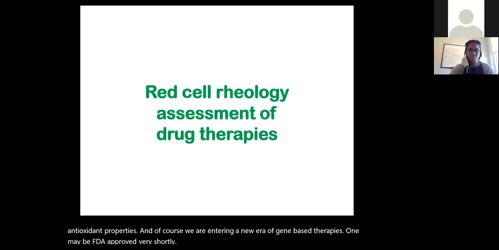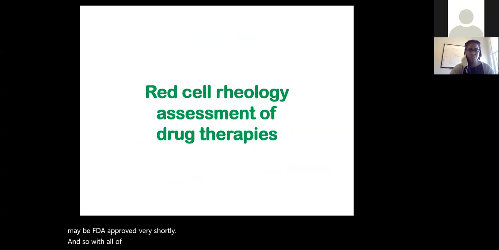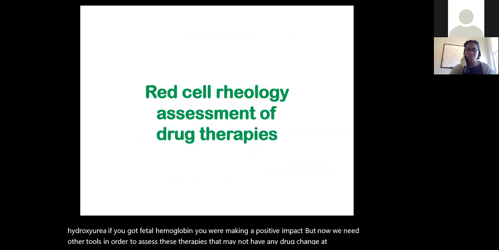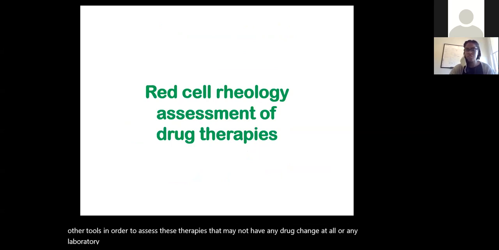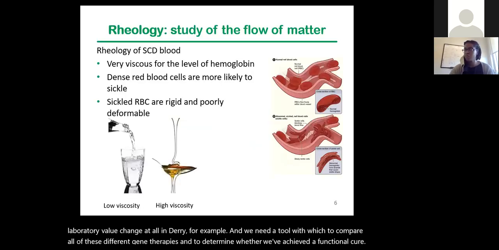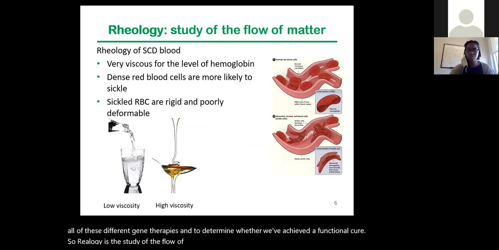And so with all of these different therapies that aren't so straightforward as hydroxyurea, with hydroxyurea, you knew if you got fetal hemoglobin, you were making a positive impact. But now we need other tools in order to assess these therapies that may not have any drug change at all, or any laboratory value change at all, like Endari, for example. And we need a tool with which to compare all of these different gene therapies and to determine whether we've achieved a functional cure.